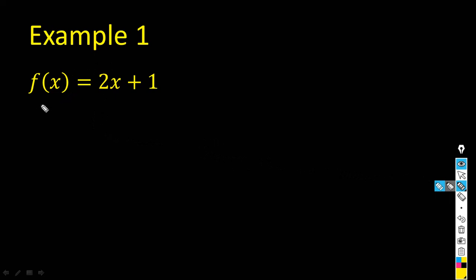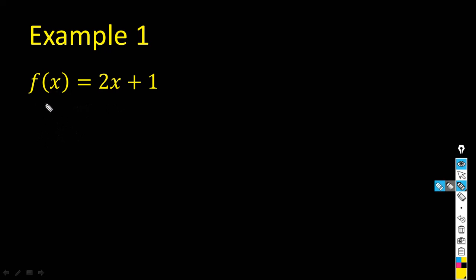Okay, so we are given this function f of x equals 2x plus 1, and they want me to calculate the domain of f. How do we do this? The first examples are going to have a lot of explanation, and in the last ones we can do them quicker.